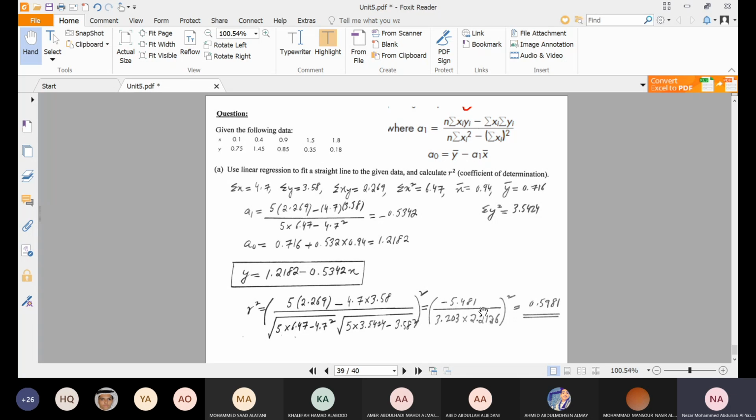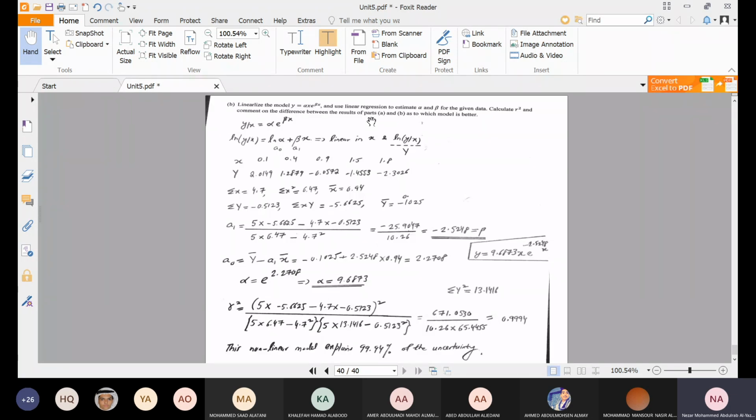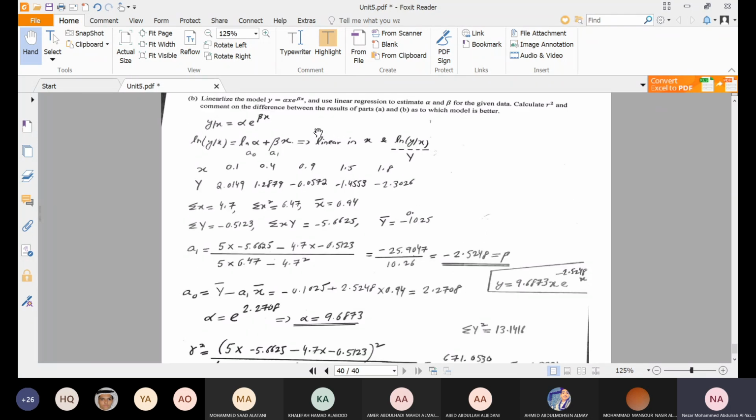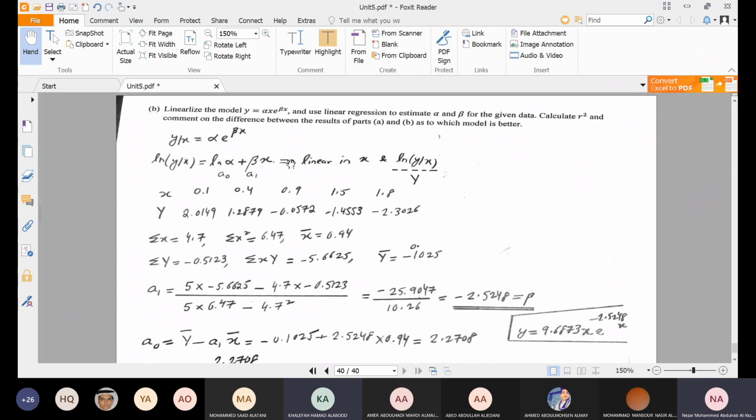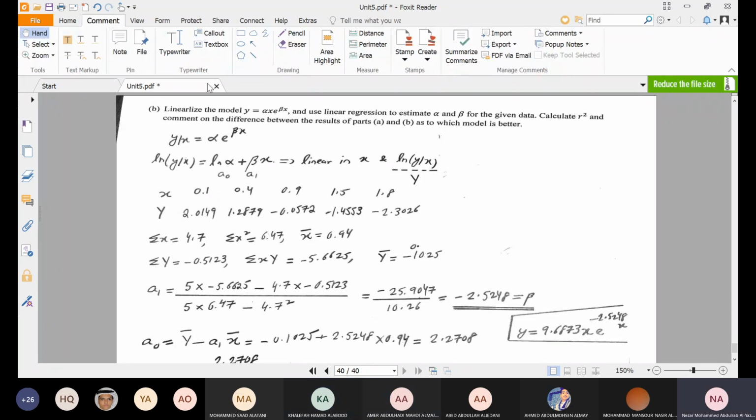This is another question, but a little bit new here. Linearize the model. Here the model you can see is exponential. Can you see this clearly, or should I zoom? I should zoom a little bit. Now clear? Better? Yes. Okay, you can see this equation here.